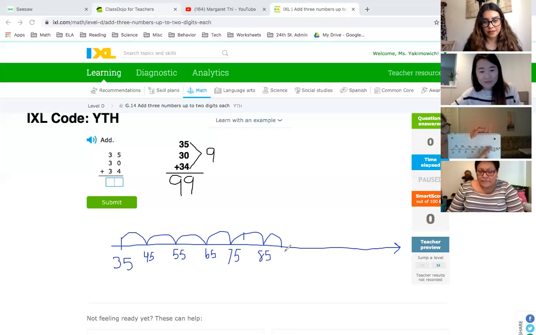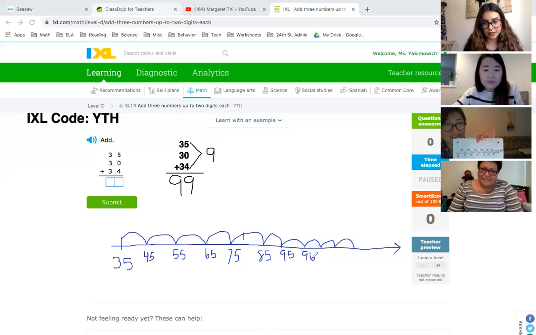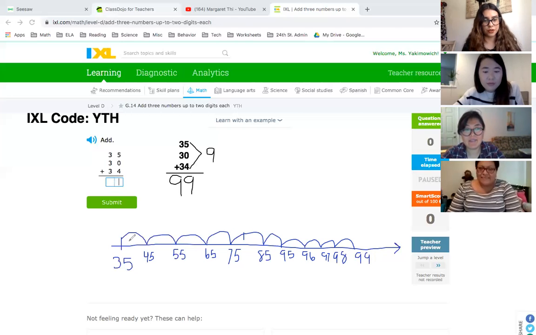95, 96, 97, 98, 99. A little bunny hop. 1, 2, 3, 4. And then we had 96, 97, 98, and 99. Beautiful. So first you just used the 30s.